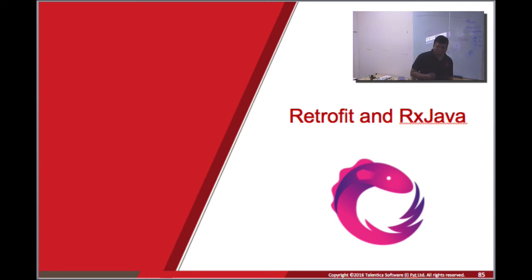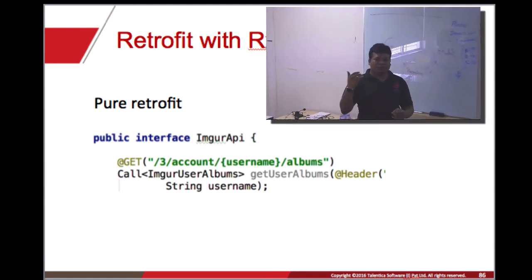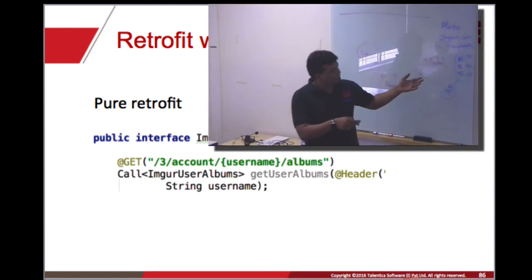Retrofit with RxJava. You can use Retrofit with RxJava2. In this slide, wherever you see RxJava, that means RxJava2 by default. There is no RxJava1 in it. In Retrofit, you create something, it gives you a call object, and then you call call.enqueue. It will take care of background threads and everything, and once this is done, you get a callback.